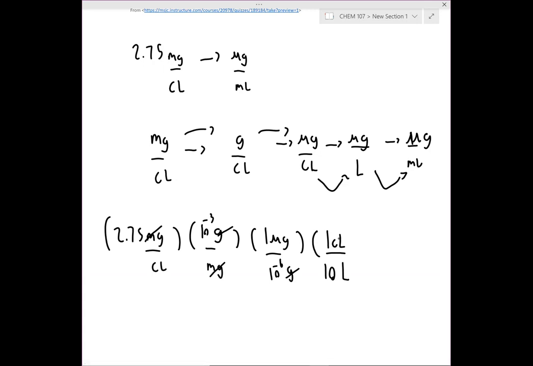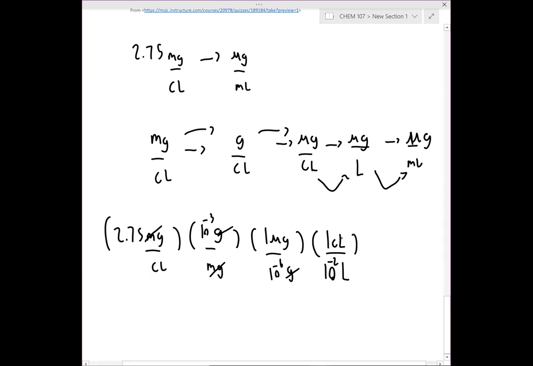What does the centi prefix correspond to? What power of 10? 10 to the negative second. So centi corresponds to 10 to the negative second. Does that make sense? Yeah. Perfect.